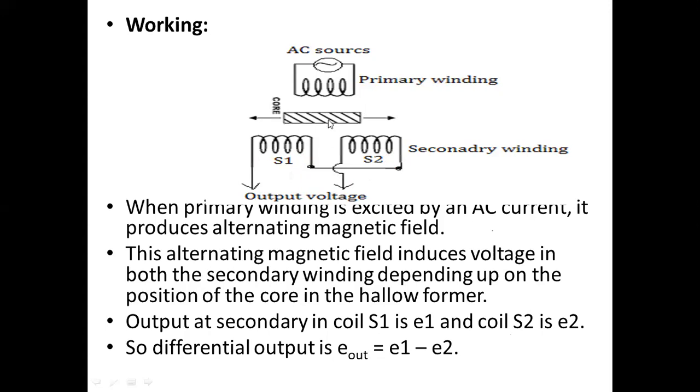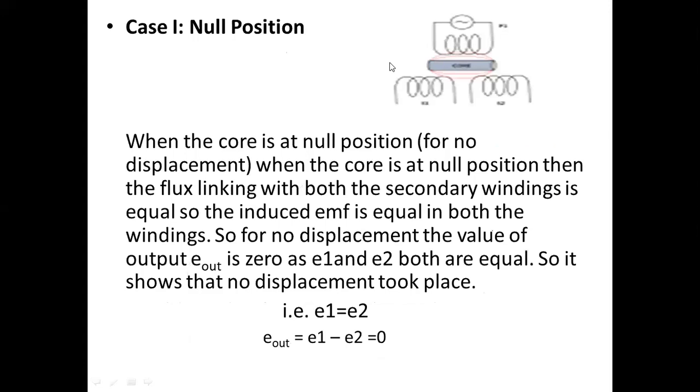From this magnetic core, displacement means it may be right side, left side, or center. Based on this position, the working operation is classified into 3 cases. The first one, case 1, is called the null position. Null position, because the magnetic core is at the center of both the coils.